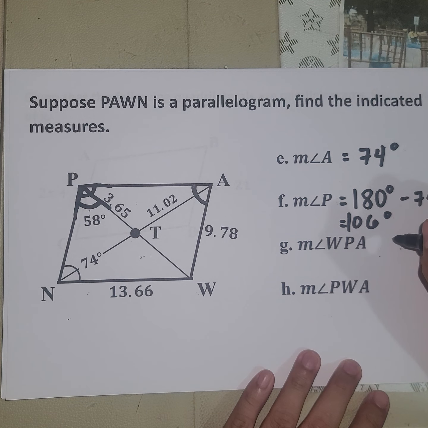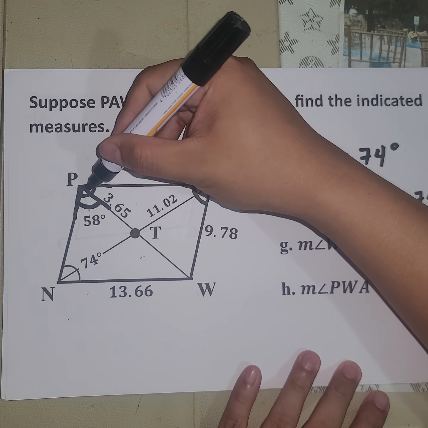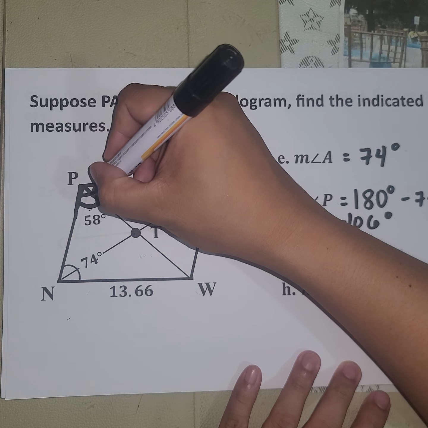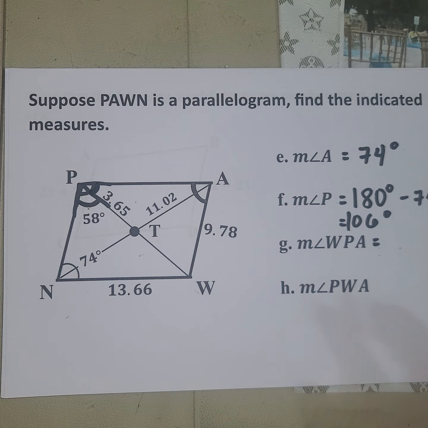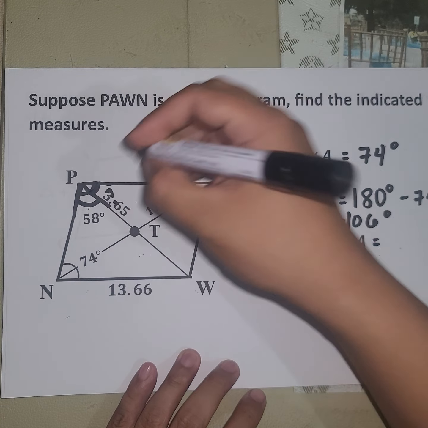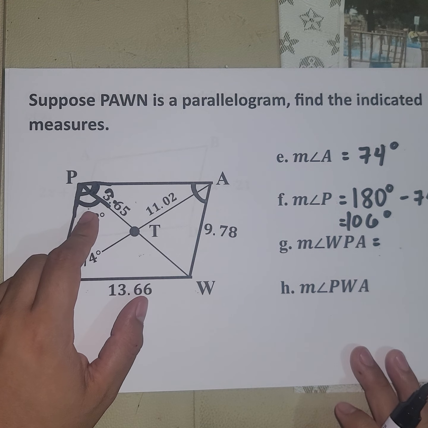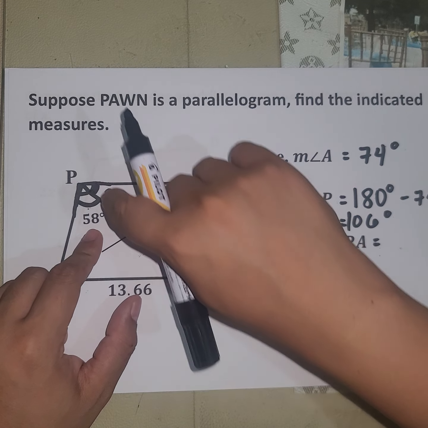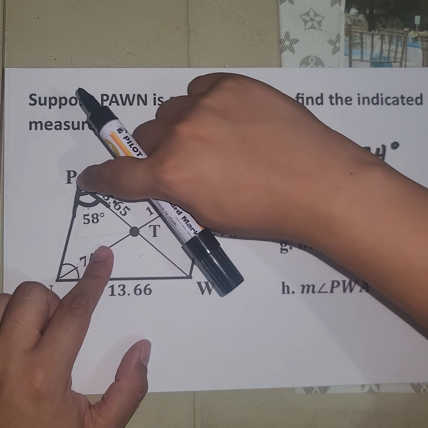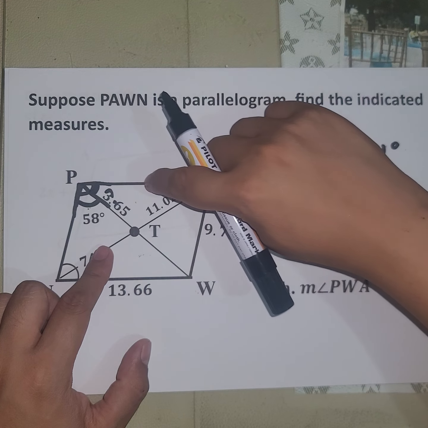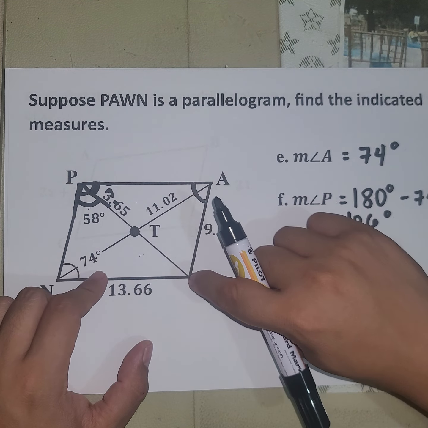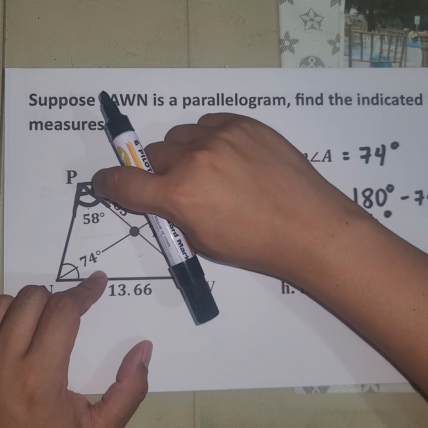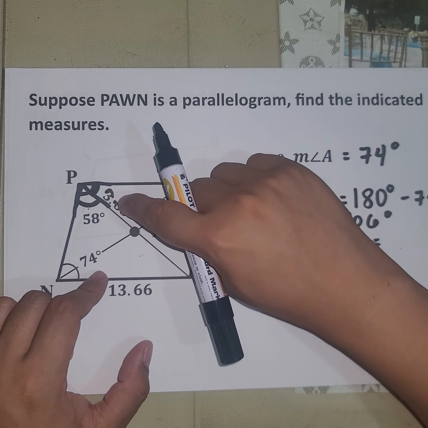Now, let us find the measure of angle WPA. This small angle is what we need to find. We have a given here, 58 degrees, this portion. Then the other part of this angle P is what we need to find, angle WPA. This angle here.